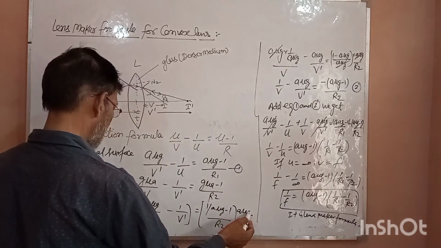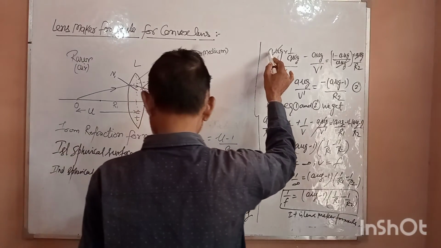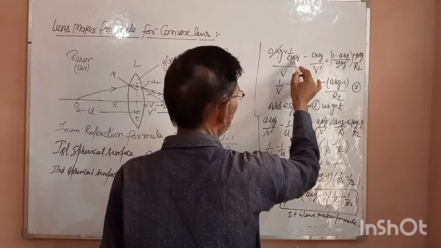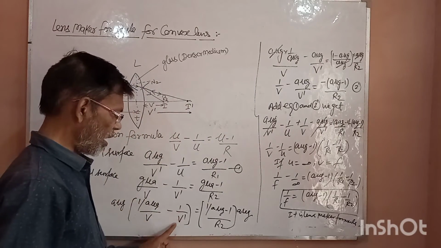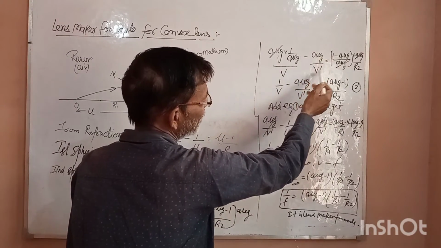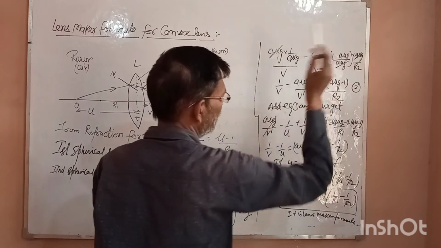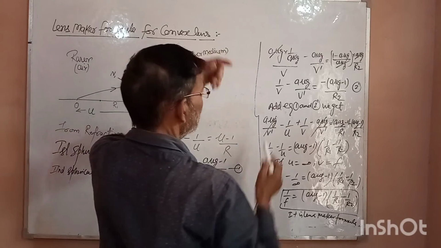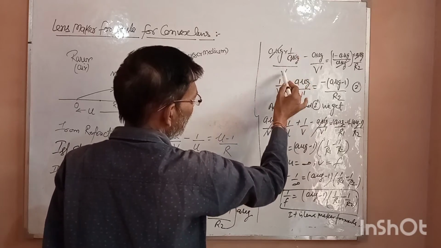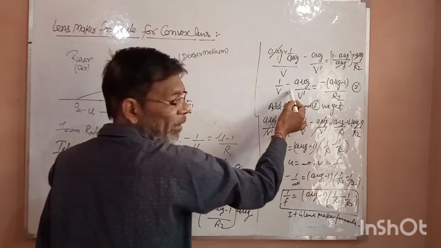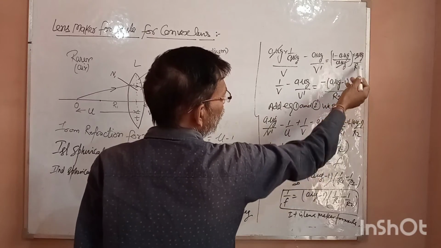Now multiply by A mu G on both sides, left hand side and right hand side. A mu G multiplied by A mu G upon B, A mu G upon B dash, and after this multiply in this and this equal to this. So here A mu G cancels with A mu G. What is here? 1 over B, A mu G over B dash, and minus A mu G minus 1 over R2.